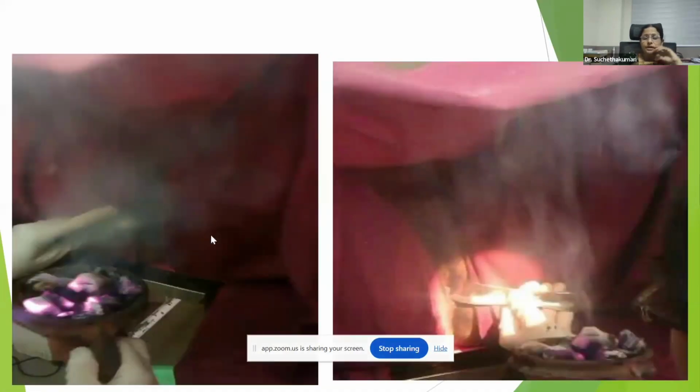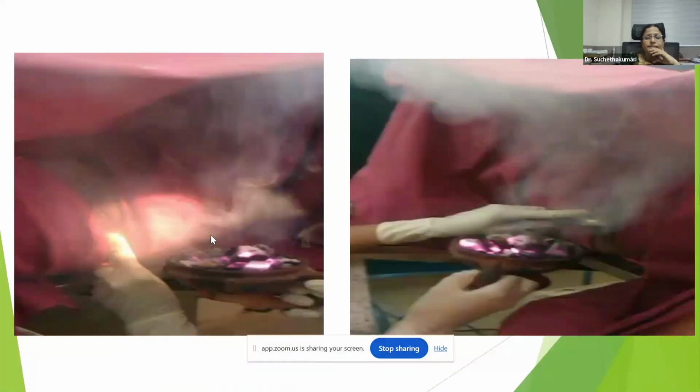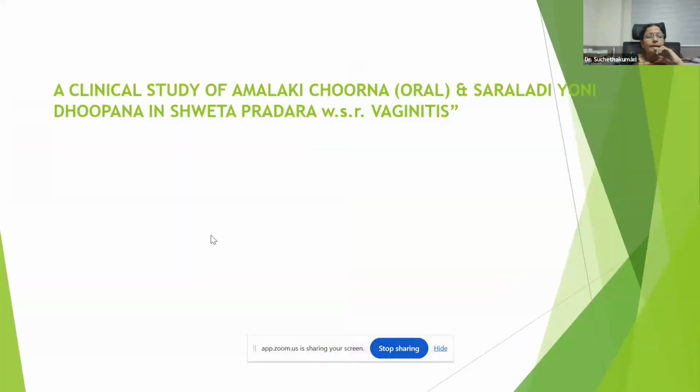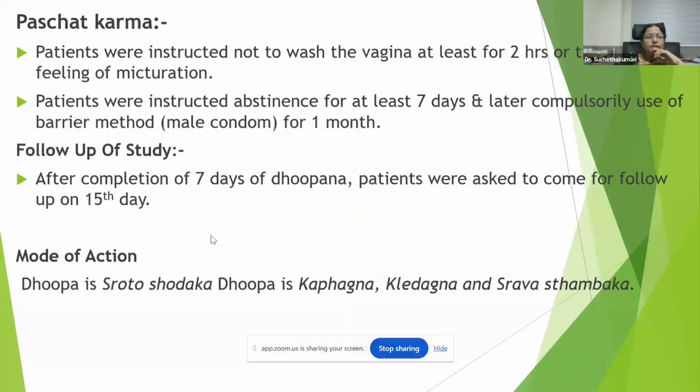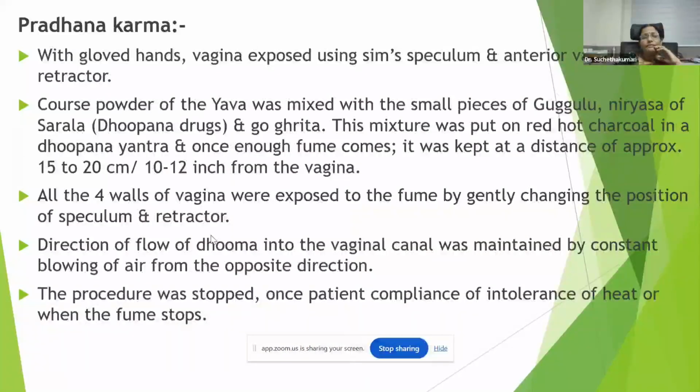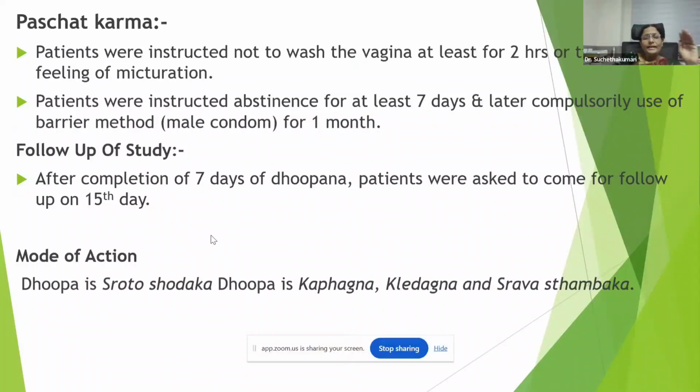This is the procedure which we have followed instead of using the chair. This is because when the chair is used, the dhupana is given only to the bahya yoni, but here some amount of dhupa enters into the vagina also. So coming back to the procedure, the paschat karma, after the dhupana is over.